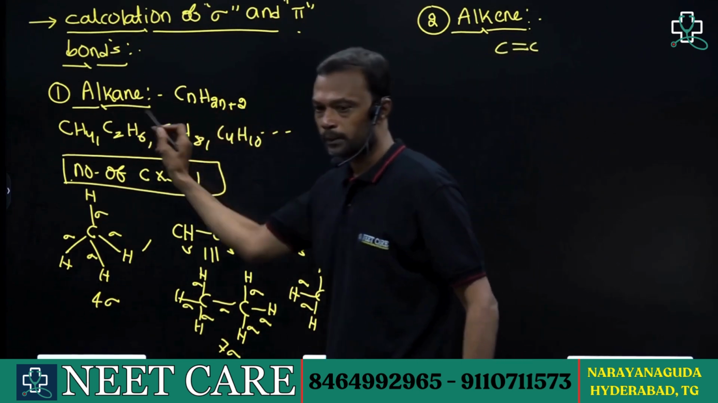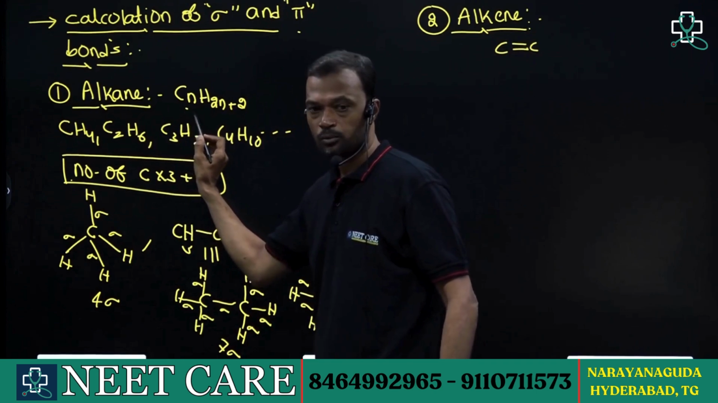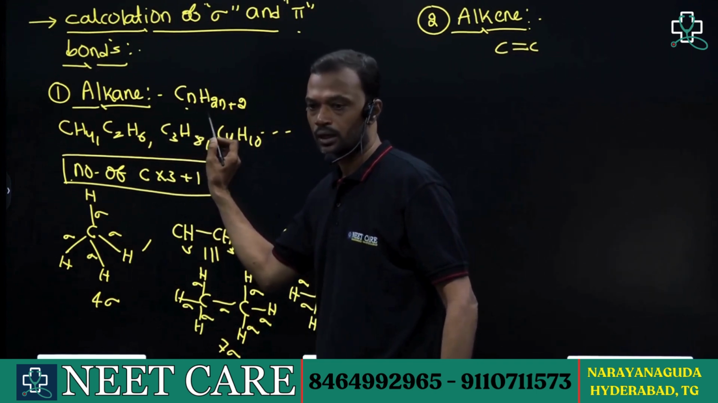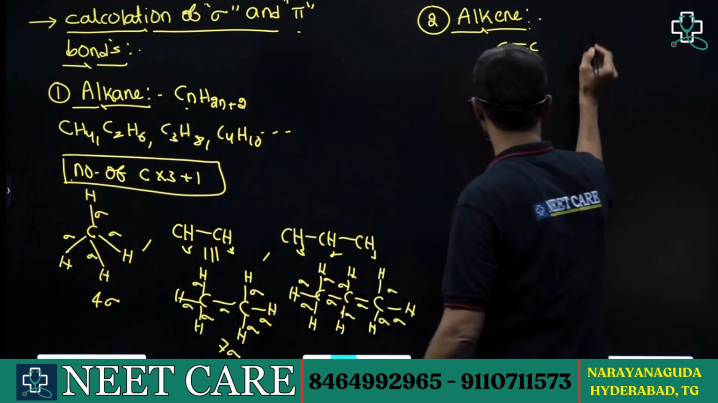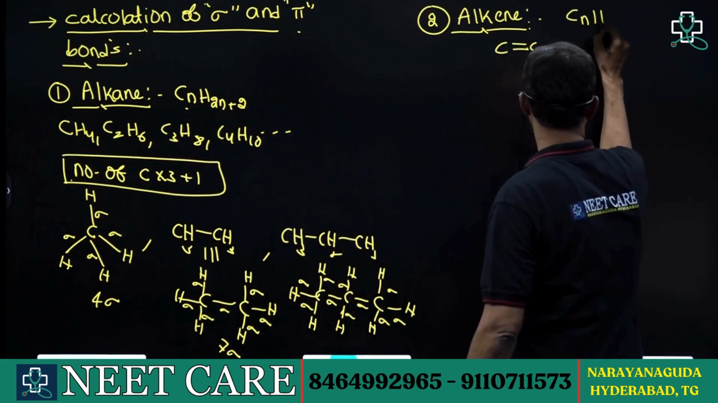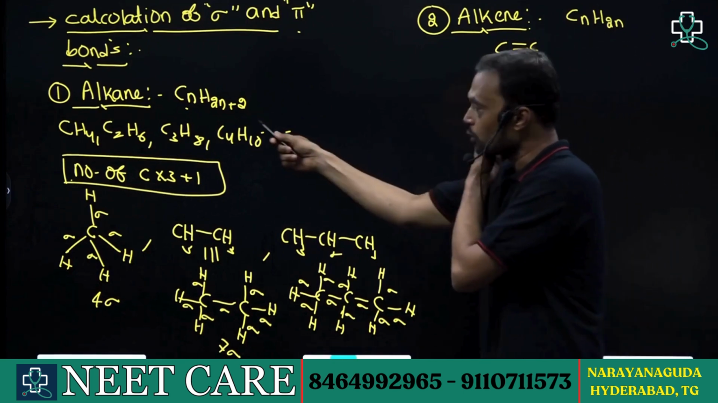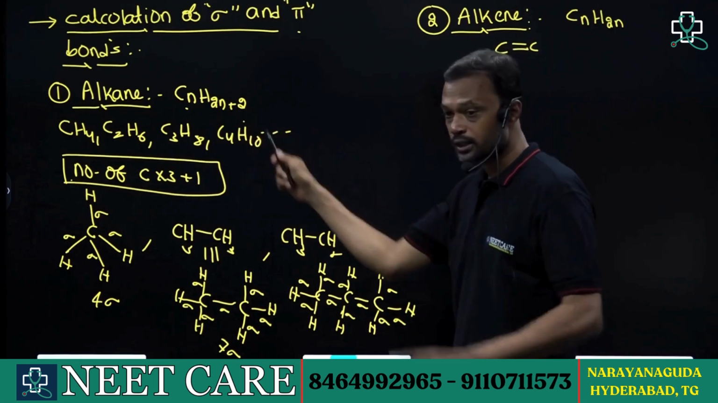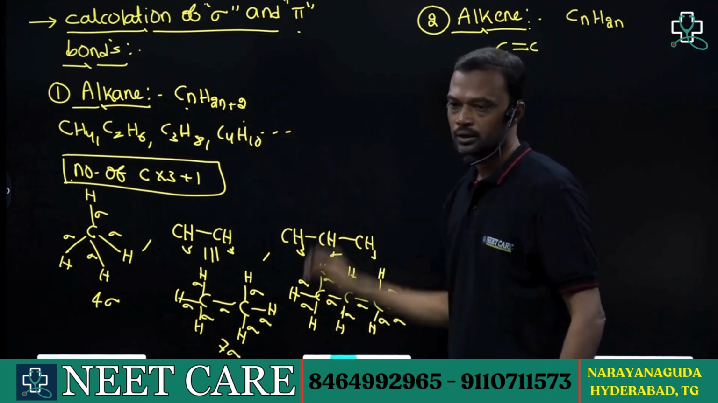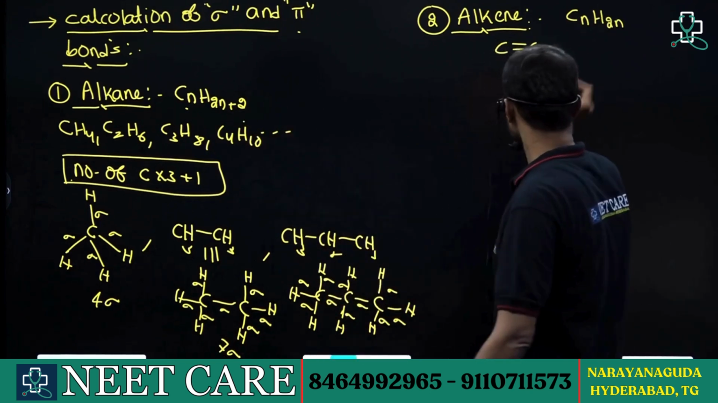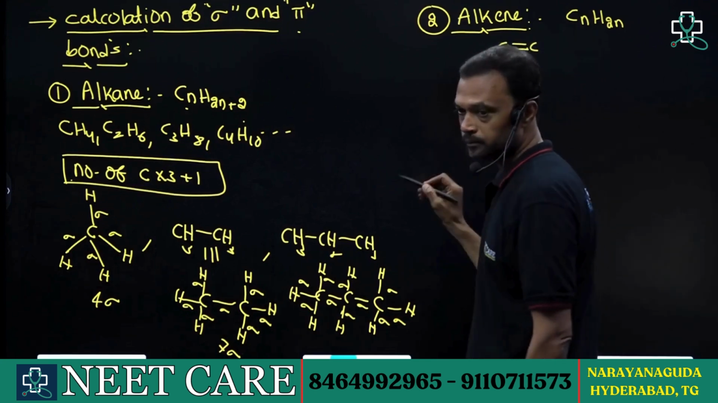Alkane, what is the formula? What is the formula for alkane? CnH2n+2. Now here the formula is CnH2n. Say I remove this 2, or not? Here plus 2 is there. I remove the 2. Then what is the formula? CnH2n. Now see this. If I substitute 1 in this one.